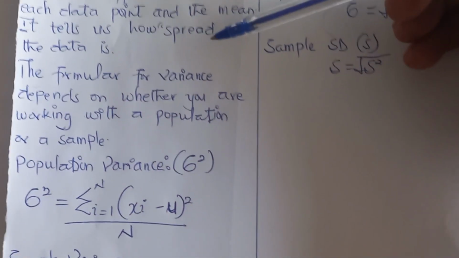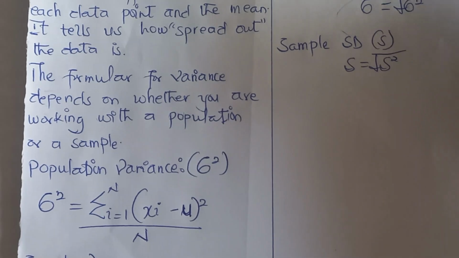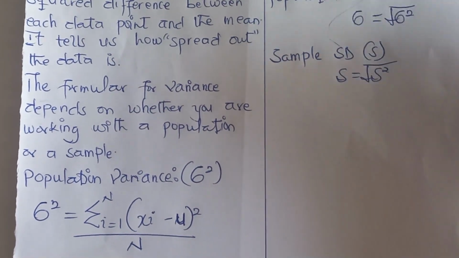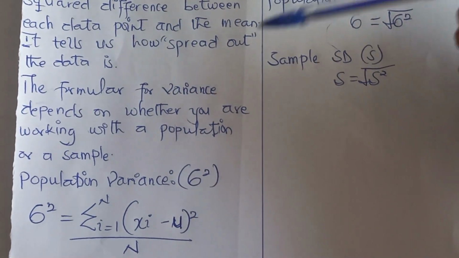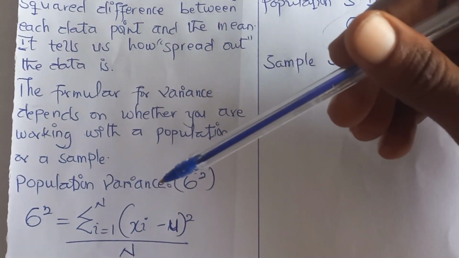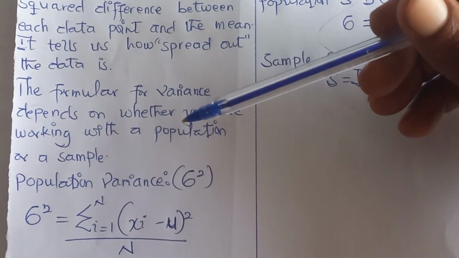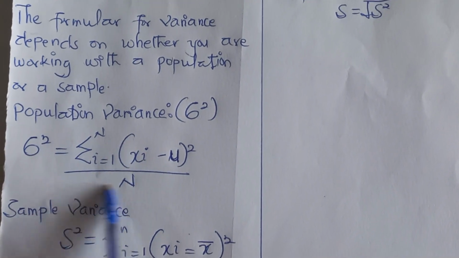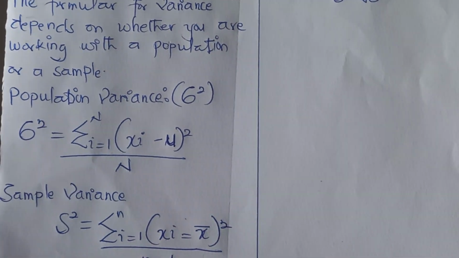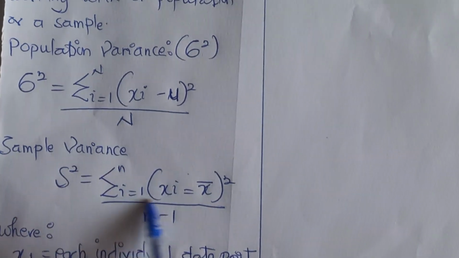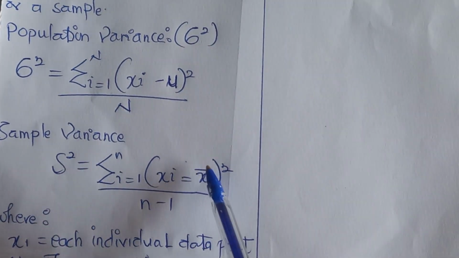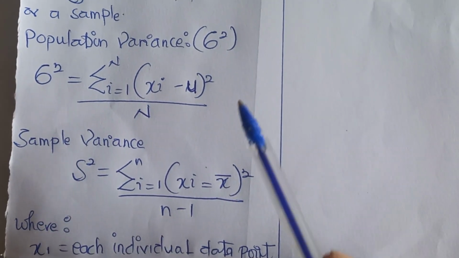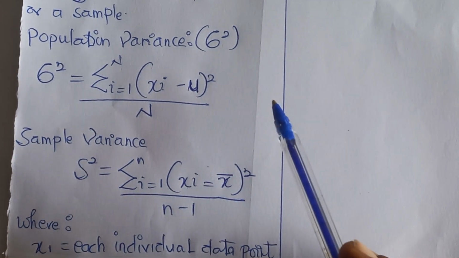And the formula is not only one formula. The formula depends on whether you are working with a population or a sample. When you are working with a population, the variance is the population variance, and we use this formula to calculate it. When you are working with the sample variance, we use this one. The difference is that for this one we use the population mean, and for this we use the sample mean.